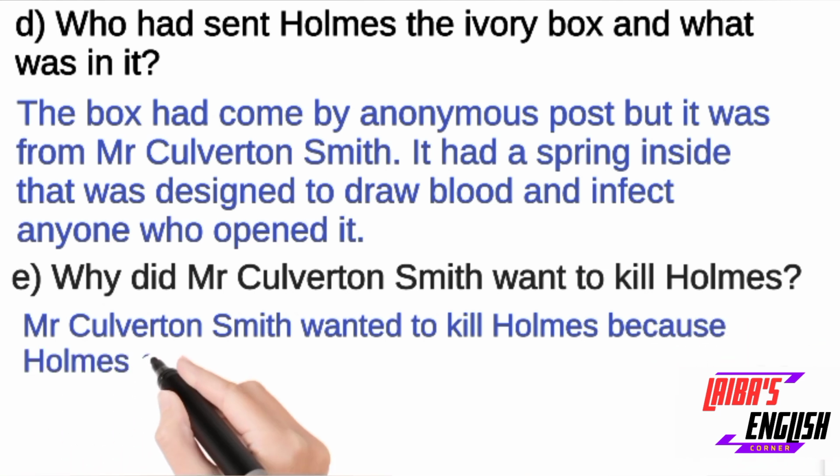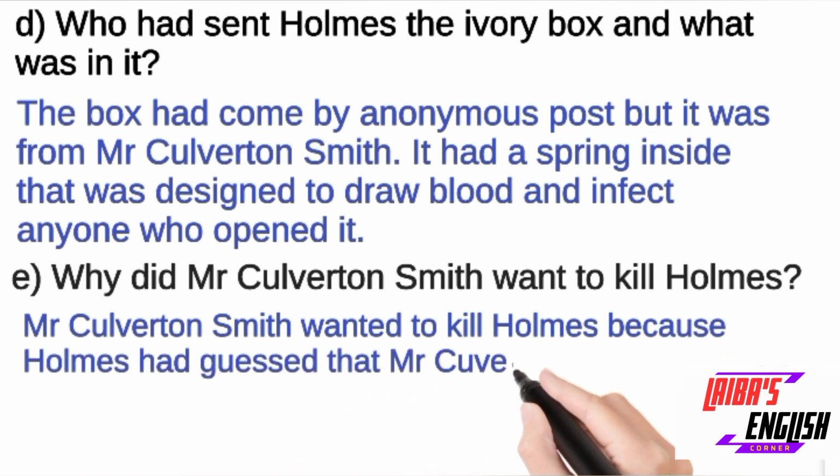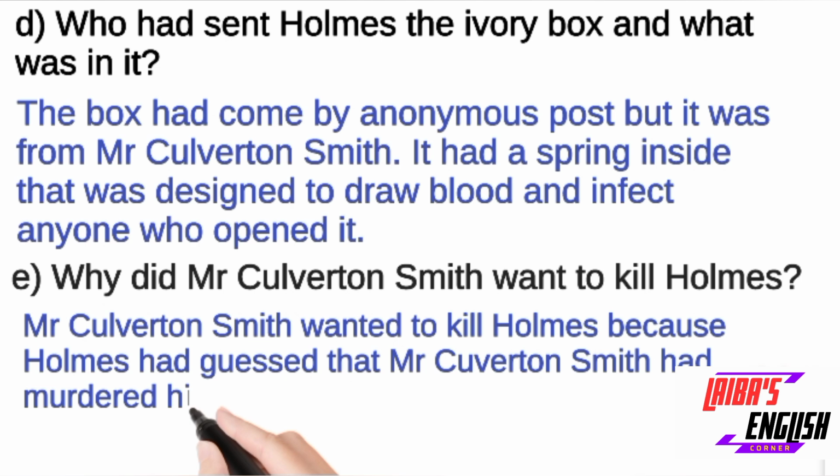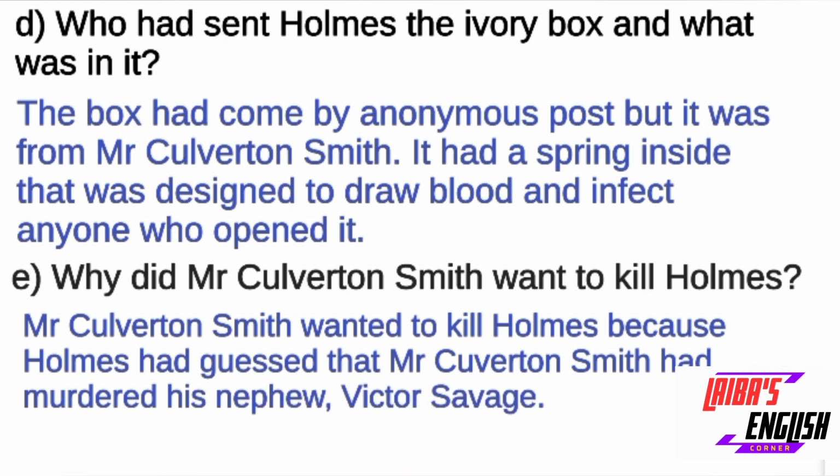Mr. Cleverton Smith wanted to kill Holmes because Holmes had guessed that Mr. Cleverton Smith had murdered his nephew Victor Savage. So, the only reason to kill Holmes was because he guessed that Mr. Cleverton Smith had murdered his own nephew, Victor Savage. He killed Victor Savage because of an experiment. So he wanted to kill Holmes because Holmes knew the reality of Mr. Cleverton Smith, that he is a murderer. So this is the answer of question number 5.